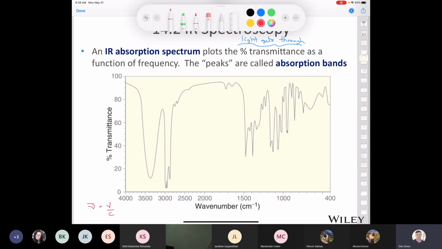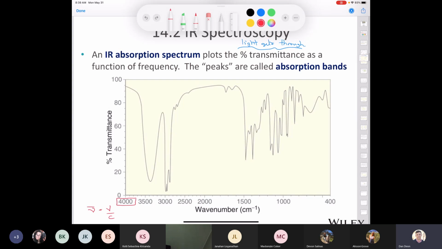But that's what wave number is. Anyhow, so we have these peaks, and we call these absorption bands. So let me go with you really quickly here to show you what's going on. So let's say we're at 4,000 reciprocal centimeters. And again, this is the wave number, which is equal to the frequency divided by the speed of light, right? Speed of light doesn't change. Okay, it's a constant in a vacuum.